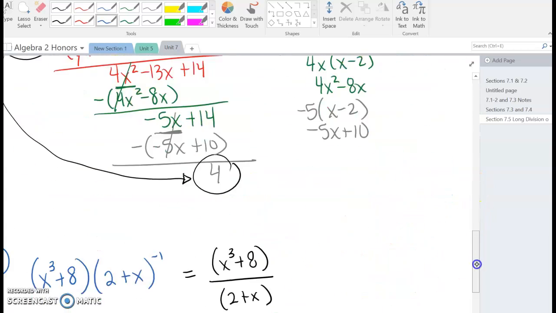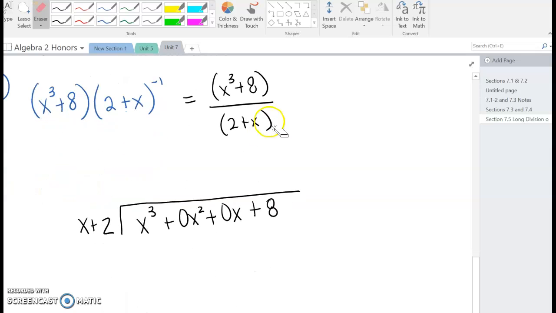All right. Last one. We're going to take, oh, I didn't want to rewrite that there. Shoot, I gave it away.